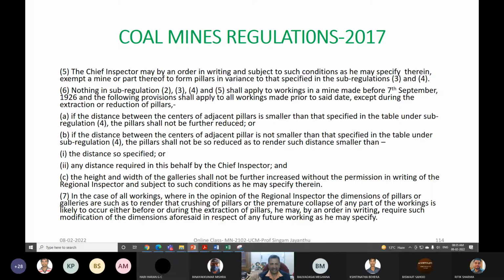Prabhat of our 1986 NIT Rourkela is presently DGMS in Dhanbad. And he was here on 1st February last year, when he was appointed as a DG.